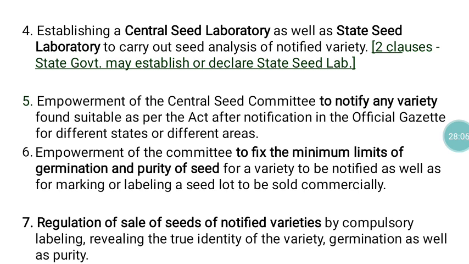Also, in the label, they have to reveal the true identity of the variety, germination and purity level; everything they have to furnish in the label. So that is also very important. These things are there in Section 7 of the Seed Act.